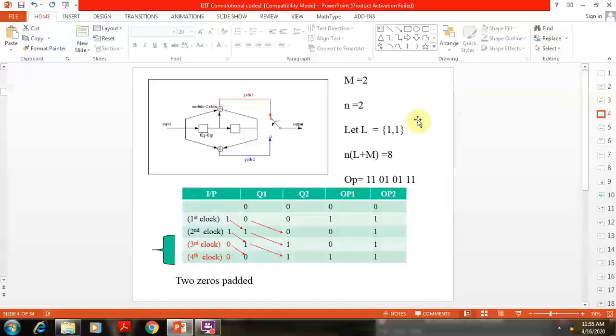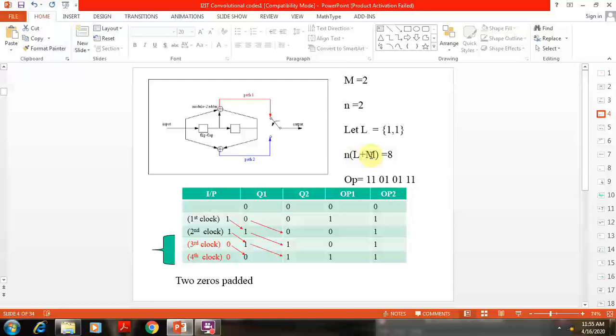Now let's move forward. I am taking again the same convolutional encoder and let's verify the operation of this. So m is equal to 2. What is m? The number of flip-flops. And n is equal to 2. What is n? The number of XOR gates. And let the message applied be 1, 1, where L is the length of the message. So I am applying 2 bits to this. Right? So what is the output length?